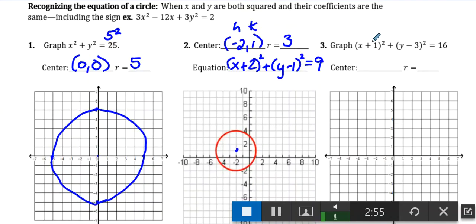Okay, in problem 3 it says x plus 1 squared, but the form is supposed to be x minus, so that would be like x minus -1 squared. So that puts my center at -1, 3, and the radius is the square root of this number, so the radius is 4. So I go to -1, 3, and then I go 4 in each direction. And then sketch in your circle.